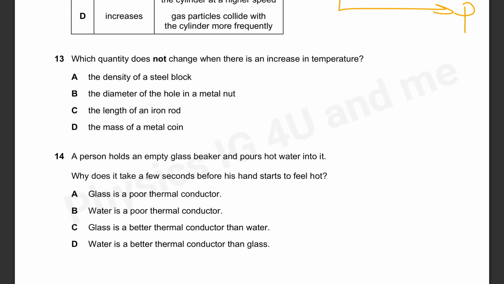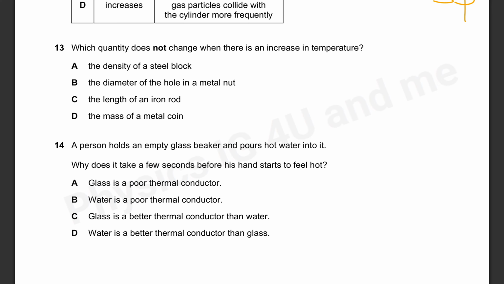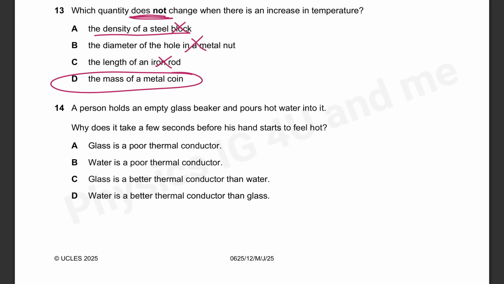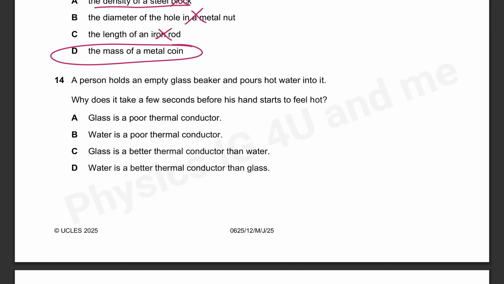Okay? Question 13. Which quantity does not change when there is an increase in temperature? The density of the steel block, actually it will change because the volume will change. They're asking for the thing that will not change, so this is wrong. The diameter of the hole, no, this will change. The length of the iron rod, it will change. The mass of the metal, the mass will not change. Okay, remember, mass is the amount of matter. Maybe it becomes bigger in size, but the same mass.